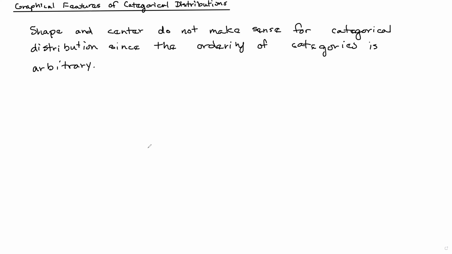However, we still have the idea of a typical outcome, which is not necessarily the same as center. They were the same for numerical distributions, but they are not the same for categorical. So we can still discuss typical outcomes and variability.